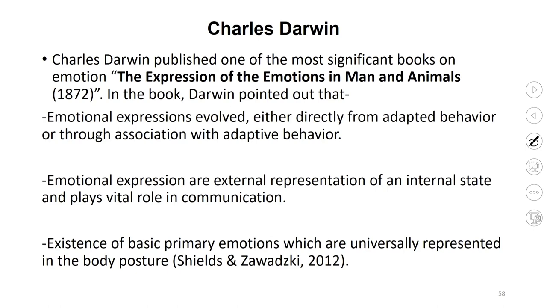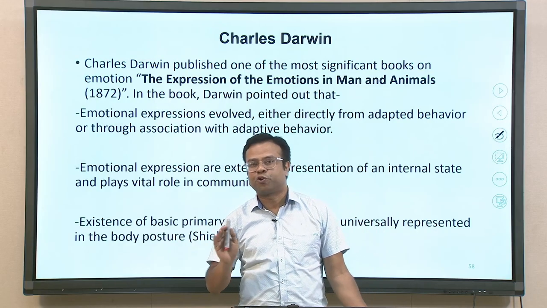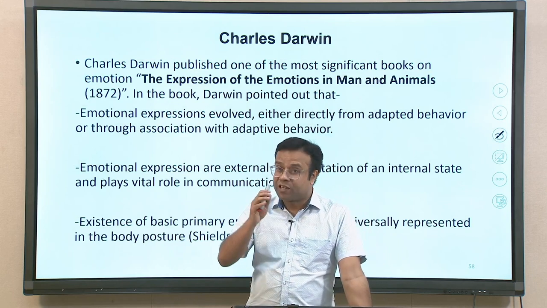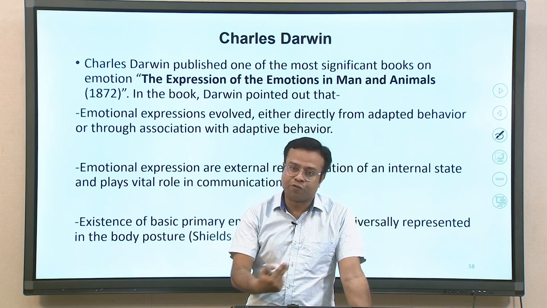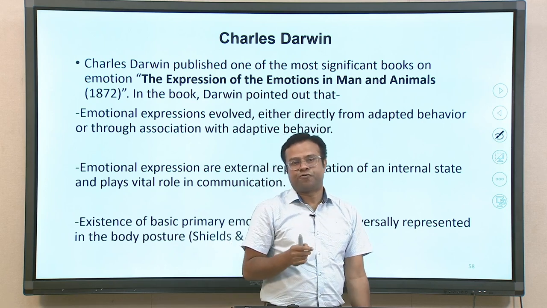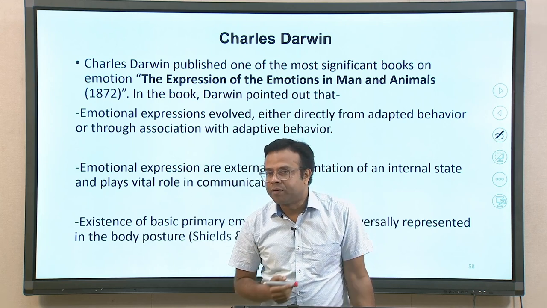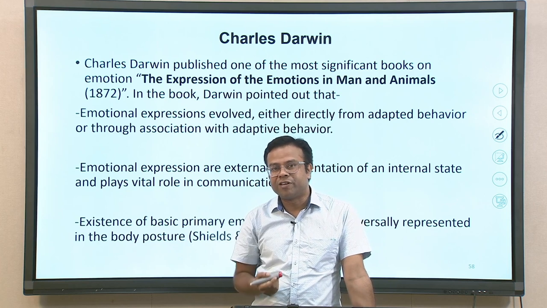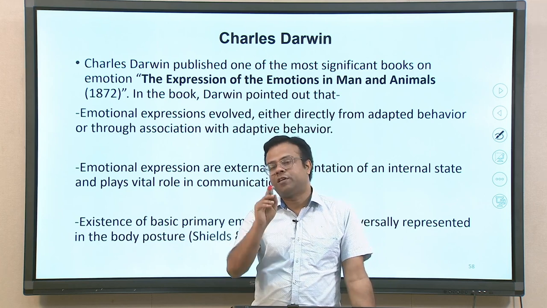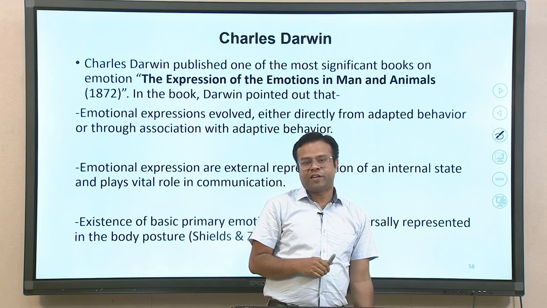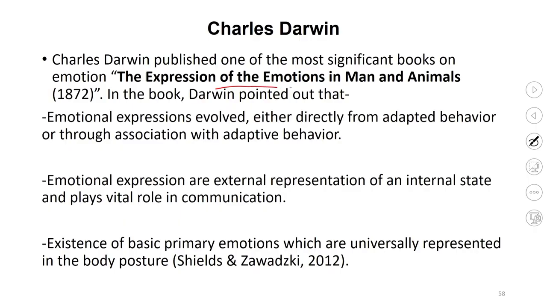Let us talk about Charles Darwin, because we cannot understand how the research of emotion has evolved without understanding his contribution to the understanding of emotions. As we know, Charles Darwin was the father of evolutionary biology, and he contributed a lot to the evolutionary sciences. However, a less known aspect of Darwin is that he also contributed a lot in the field of psychology, particularly emotions. He wrote a very significant book titled The Expression of the Emotions in Man and Animals in 1872, which gave a lot of initial ideas about emotions, was taken up by many modern researchers, and still impacts modern research.